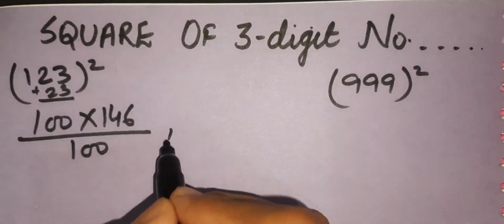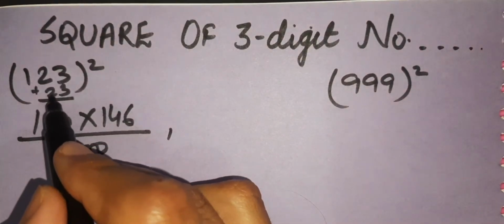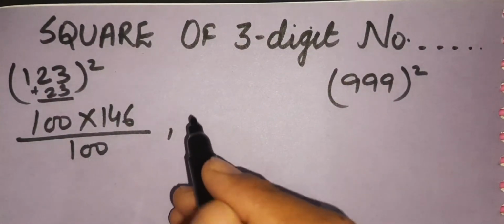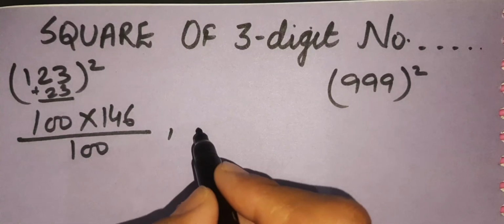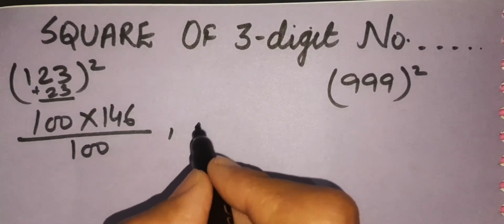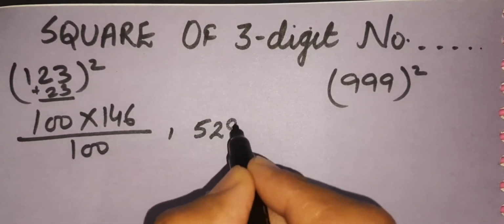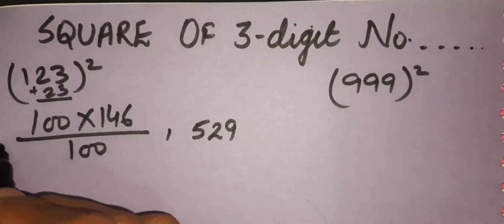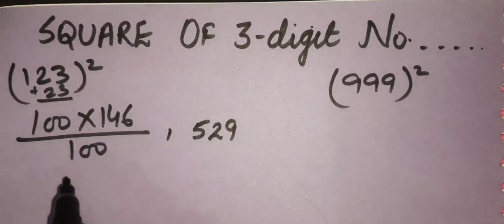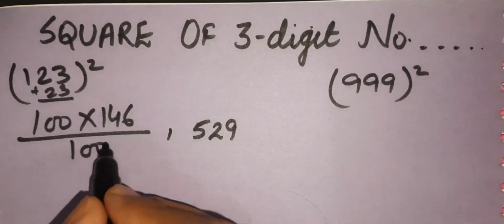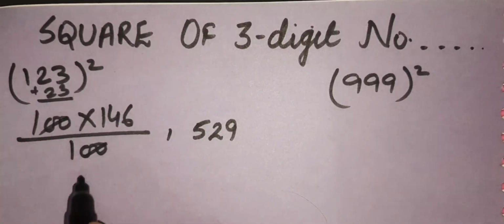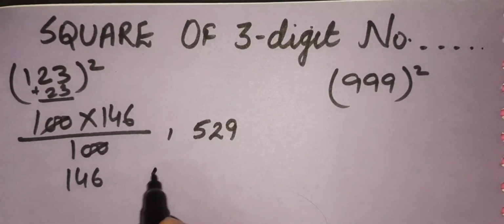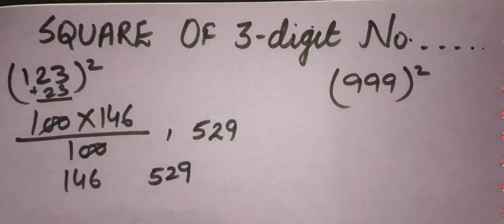Again, in the right part, we will do the square of 23. You can do that by the trick, or you can remember it also. In the previous video we discussed the square of a two-digit number, so in that way we calculate the square of 23, that is 529. Now it's time to solve it completely. The first step is over, now the second step. The zeros cancel out. 1 into 146 is 146, and on the right just write 529.